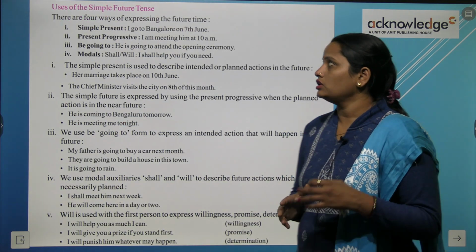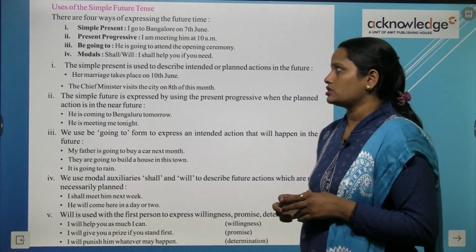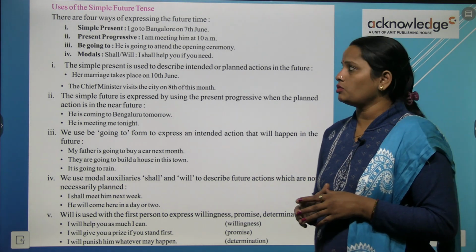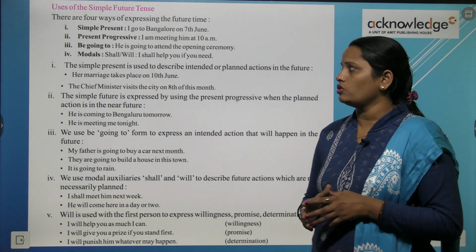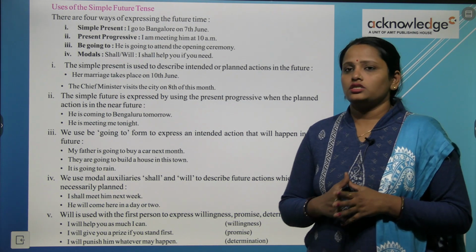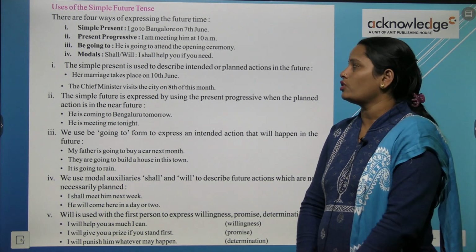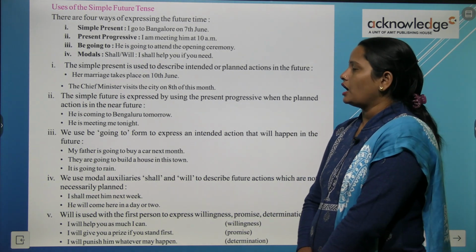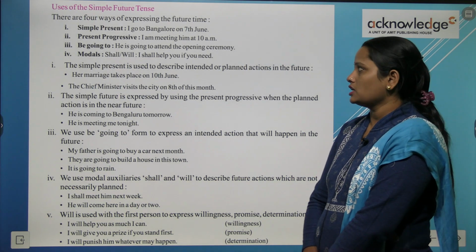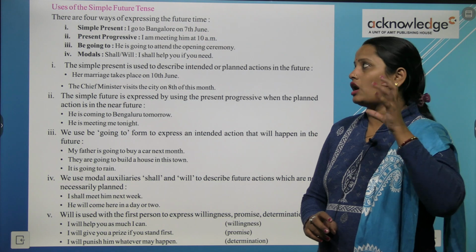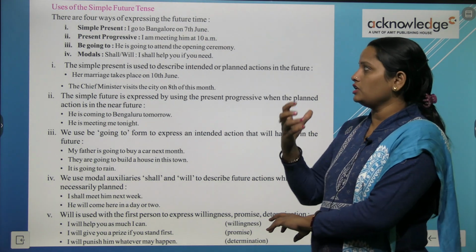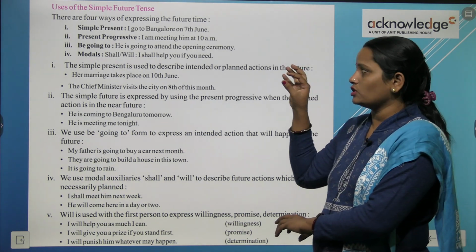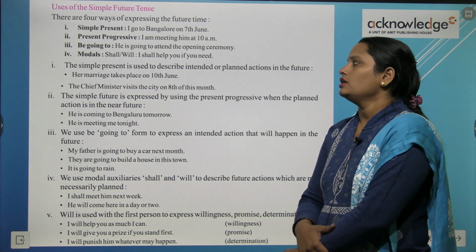Now let's learn about the uses of simple future tense. So there are 4 ways of expressing the future tense. So first is simple present, present progressive, be going to, and modals. So first the simple present is saying I go to Bangalore on 7th June. In the present progressive tense it is saying I am meeting him at 10 AM. तो ये टाइम बता रहा है कि इस तारीख को काम होने वाला है. तो सिंपल प्रेजेंट भी यूज हो रहा है और एक पर्टिकुलर टाइम भी बताया जा रहा है. प्रेजेंट प्रोग्रेसिव भी यूज हो रहा है, उसके साथ एक पर्टिकुलर टाइम बताया है जो फ्यूचर में होने वाला है.